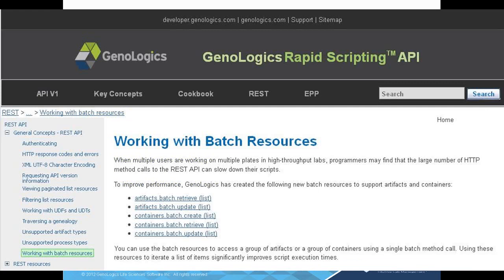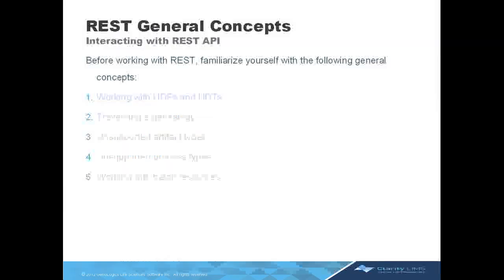It might not be something that you need to worry about at first, but as you get deeper into this, you may find you've written a script that works perfectly, but it runs quite slowly because it's getting each resource one at a time. If it processes 96 samples on a plate, it gets each of the artifacts individually, edits them, and puts them back individually. That creates a certain amount of overhead that can be reduced by working with batch resources.